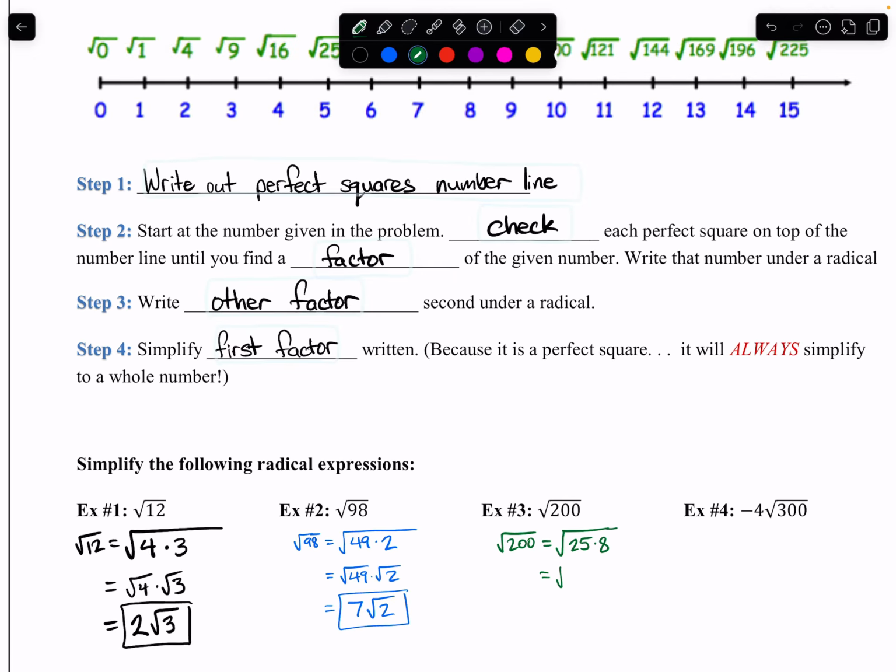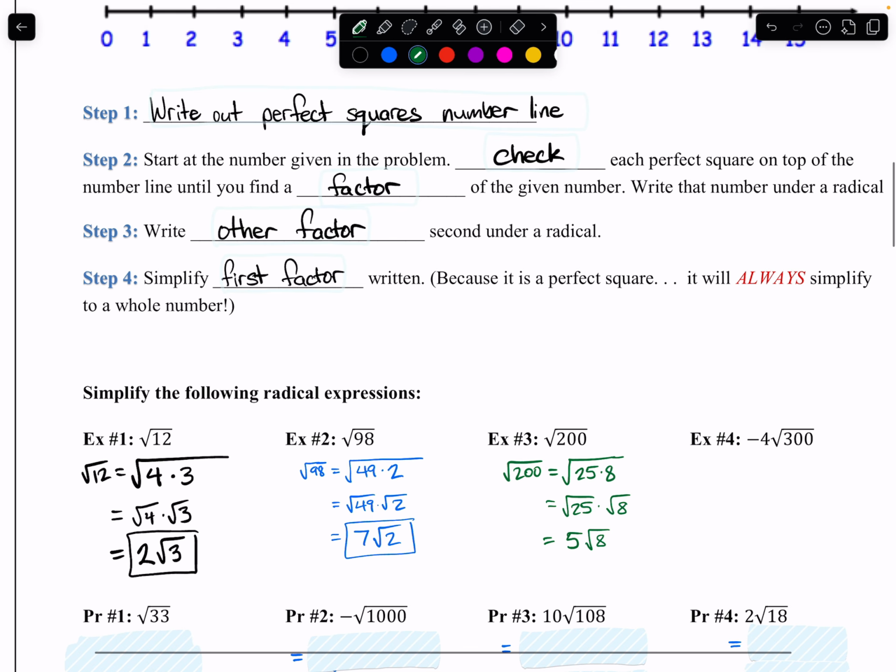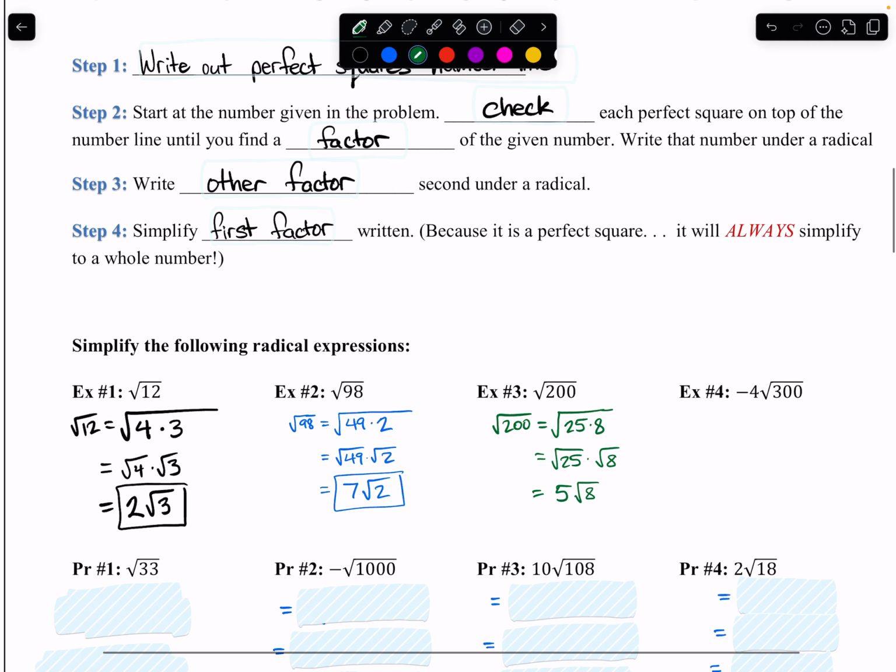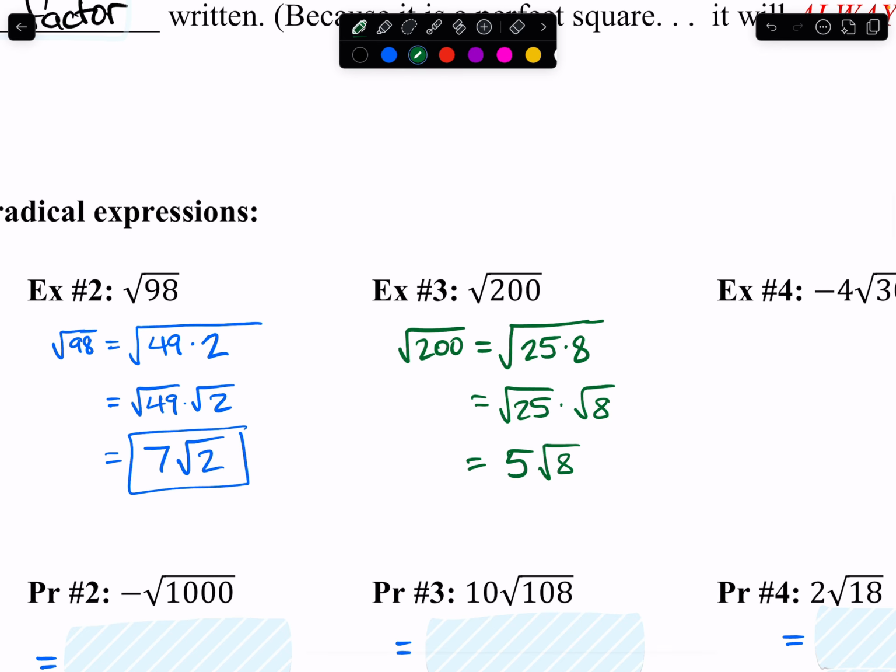That's correct. 25 times 8 is 200. I still use my product property. That's the square root of 25 times the square root of 8. And the square root of 25 is 5. I did not write anything that's untrue here. This is still true. The square root of 200 is equal to 5 times the square root of 8. The only problem is the square root of 8 simplifies further.